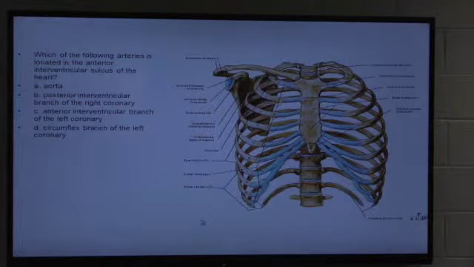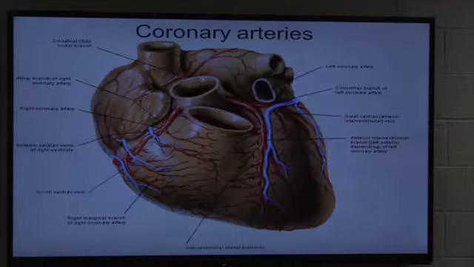Okay. Which of the following arteries is located in the anterior interventricular sulcus of the heart? The aorta, the posterior interventricular branch of the right coronary, the anterior interventricular branch of the left coronary, or the circumflex branch of the left coronary. Well, let's just get right to it.